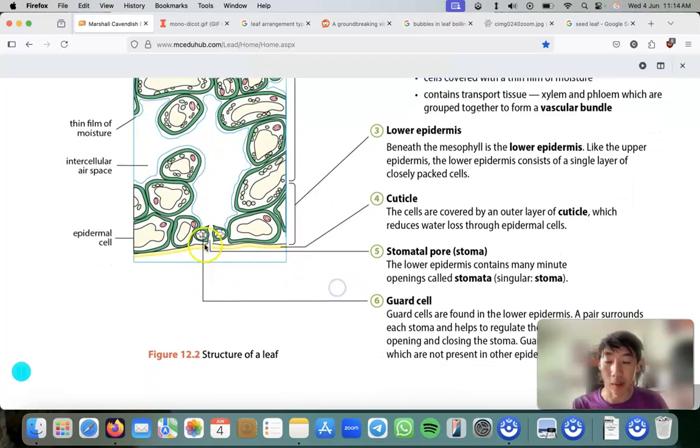But here is the important part. We have the guard cells. The guard cells have chloroplasts, right? And so when they do photosynthesis, they will actually open up more, and then it will allow more oxygen to diffuse out and more carbon dioxide to diffuse into the cells. Now, that hole in between the guard cells is what I call the stoma. Or if you want to refer to many of them, we can call them the stomata.